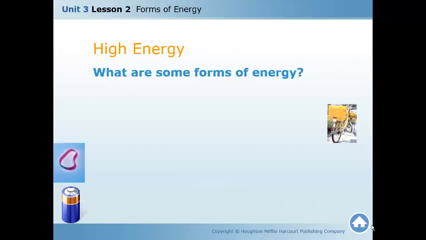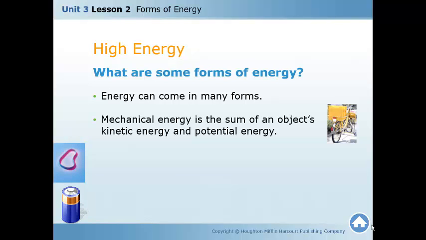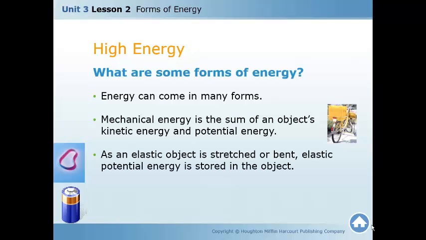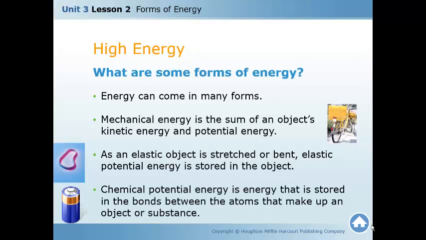High energy. What are some forms of energy? Energy can come in many forms. Mechanical energy, which we've already learned, is the sum of an object's kinetic energy and its potential energy. There's elastic energy. You have an elastic object that's stretched or bent, and the elastic potential energy is stored in that object. Of course, you release it, and then you have elastic kinetic energy.